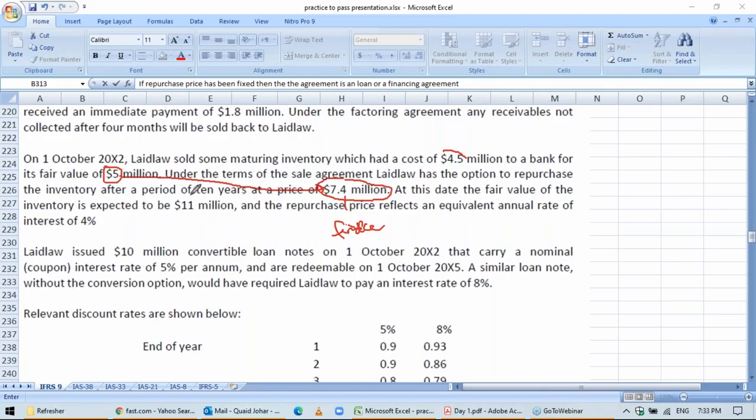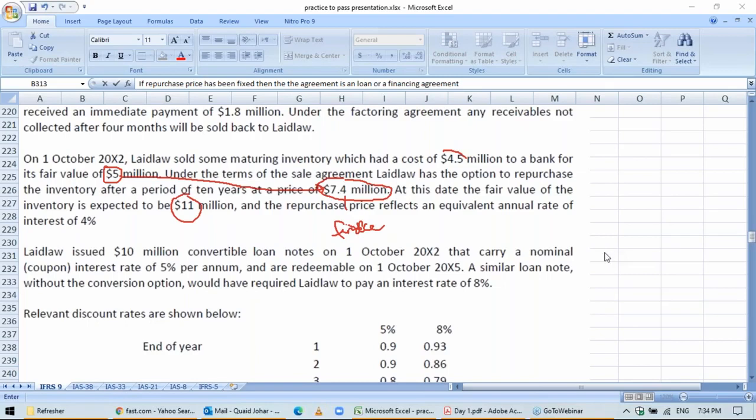So if the inventory is 11 million and Laidlaw buys it back at 7.4, obviously the creditor will not be able to get the benefit of this 11 million. Who gets the benefit? Laidlaw gets it. So it means that risk and reward has not been transferred to the buyer, so there should be a loan arrangement. So this is a loan. One. And secondly, if Laidlaw records this as a loan, then it will record finance cost as well. So Laidlaw will record the interest expense as well.